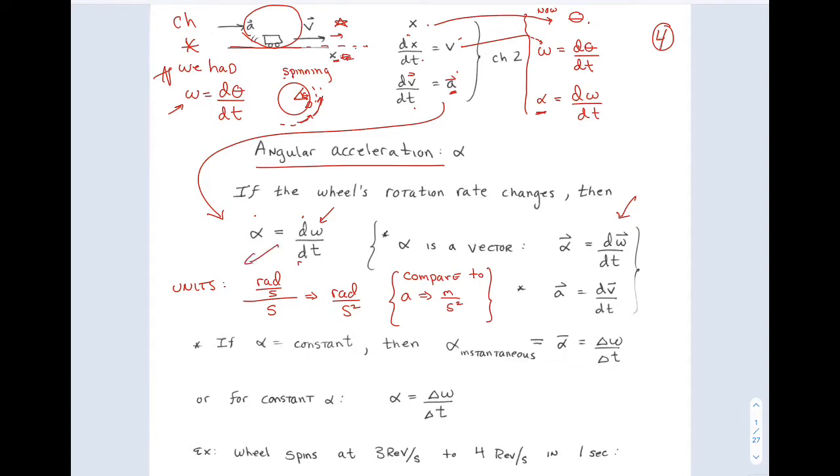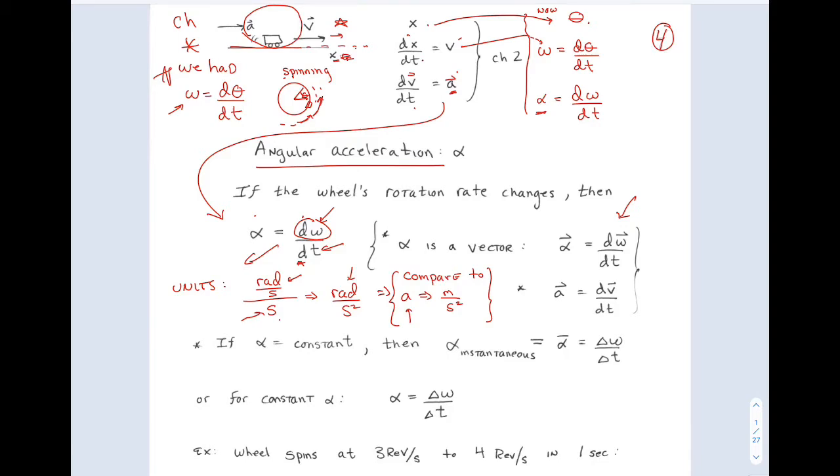Let's look at the units as well. The units of the angular acceleration alpha: you have units of omega on the top, radians per second, and units of time on the bottom. Radians per second divided by second gives you radians per second squared, which reminds you that in chapter 2, acceleration was meters per second squared. So that kind of matches up.